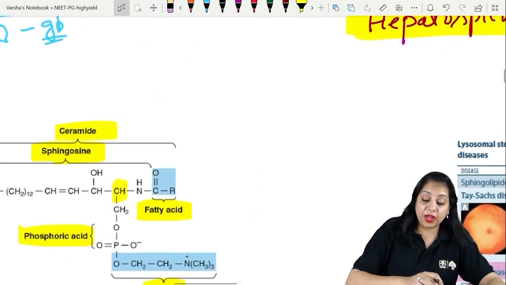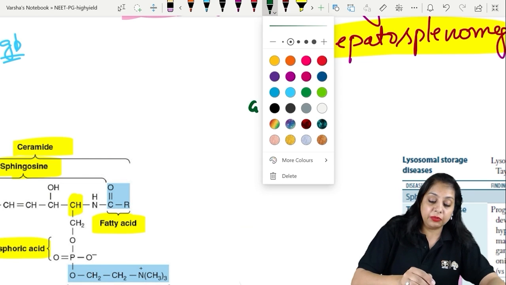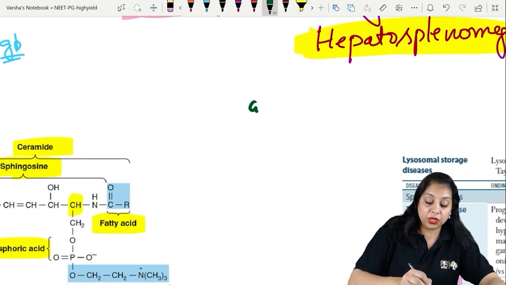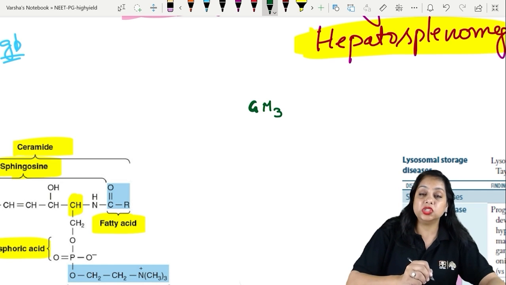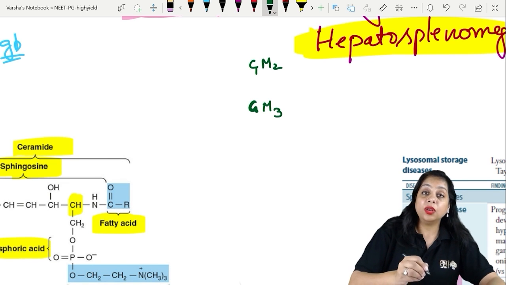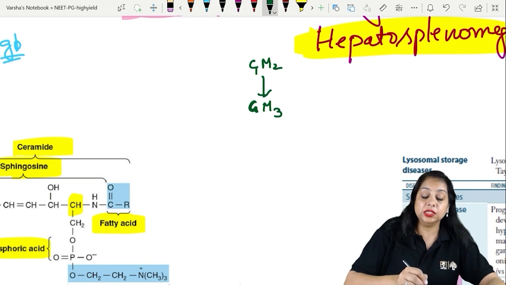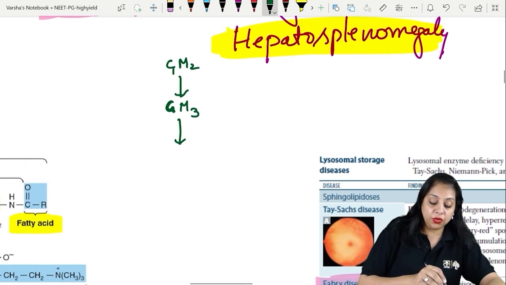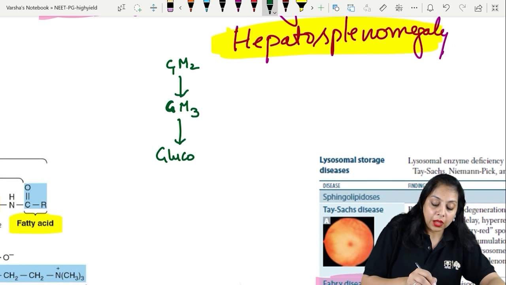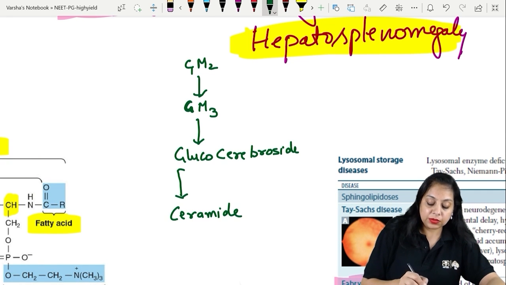The very complex sphingolipids are your gangliosides, and the simplest ganglioside is your GM3. We might expect it to be GM2, but the simplest one is GM3. GM2 is more complex. If you break down GM2, you can get GM3. If you break down GM3, you get glucocerebroside. And if you break down glucocerebroside further, you get ceramide. Ceramide is the smallest unit.